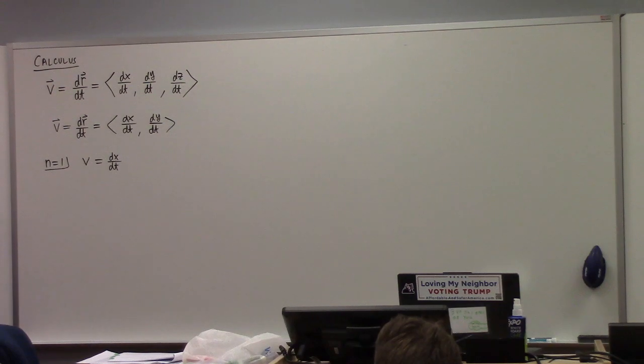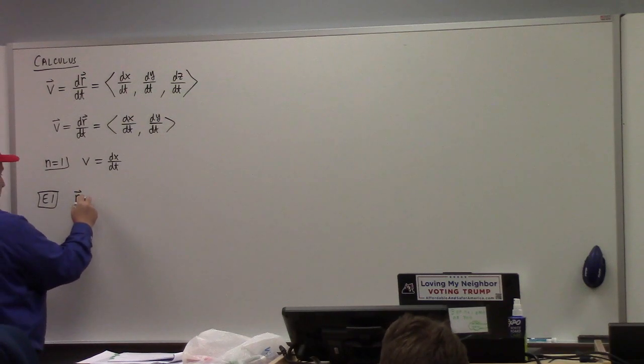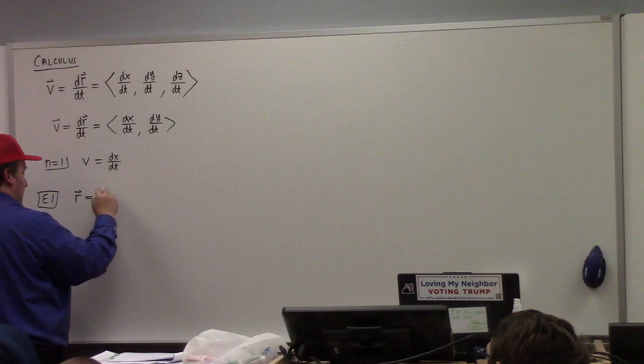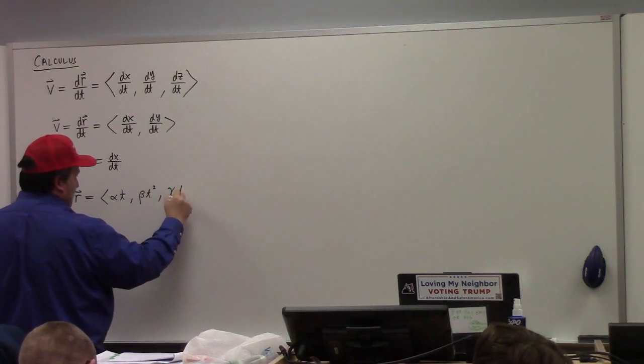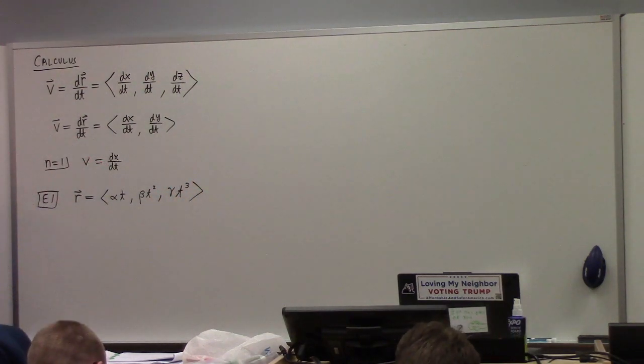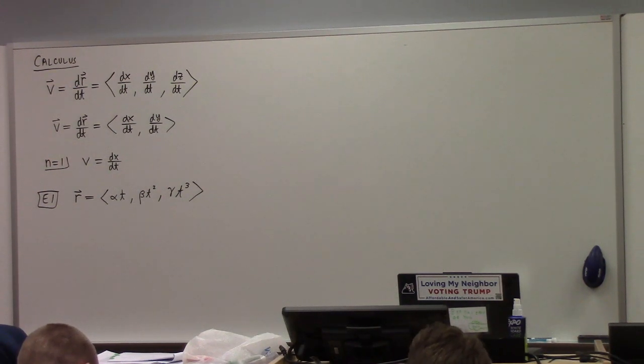Let's look at an example. I'm going to call this example 1. So suppose the position is equal to, let's say, alpha t, comma beta t squared, comma gamma t cubed. Here alpha, beta, and gamma are appropriate constants to make this dimensionally consistent. So alpha probably has units of meters per second. Beta probably has units of meters per second squared. Gamma has units of meters per second cubed in order for these all to conspire to have units of meters. But anyway, alpha, beta, gamma constants.